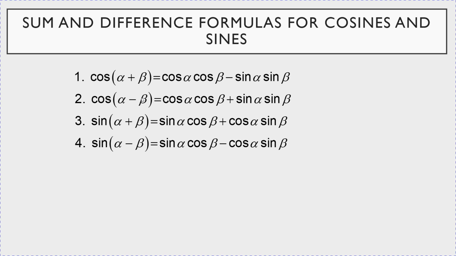Sine's a little bit different. Sine of alpha plus beta is going to be equal to sine of alpha cosine of beta plus cosine of alpha sine of beta. And then sine of alpha minus beta is going to be equal to sine of alpha cosine of beta minus cosine of alpha sine of beta. All right, let's use these here.